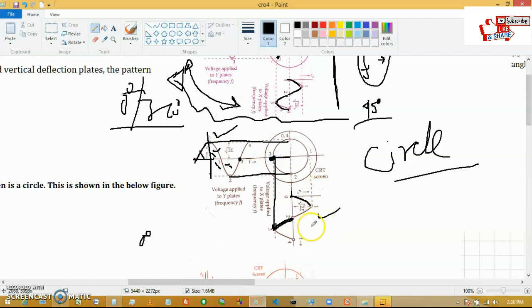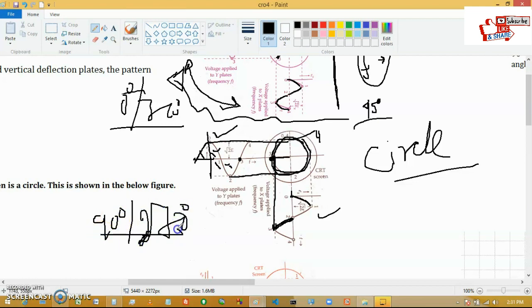Now again in that case it is 0, so the horizontal voltage is 0, and so it is not moving horizontally, but the vertical voltage is high, so it is moving vertically. So we get a circle over there. Whenever we form a circle, we can say that there is a phase difference of 90 degree or 270 degree.